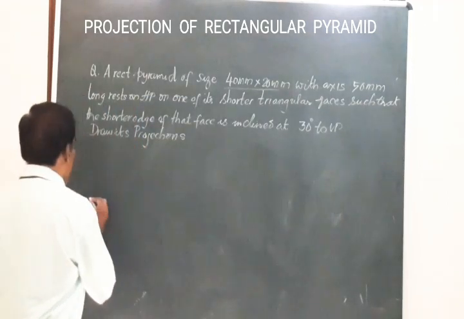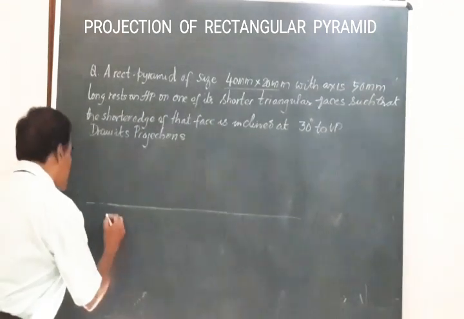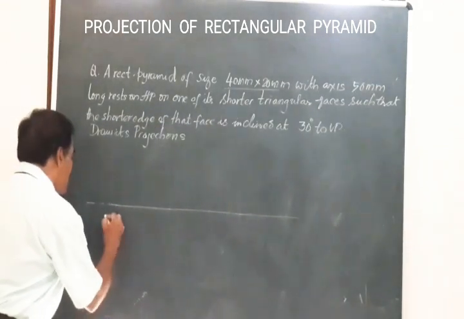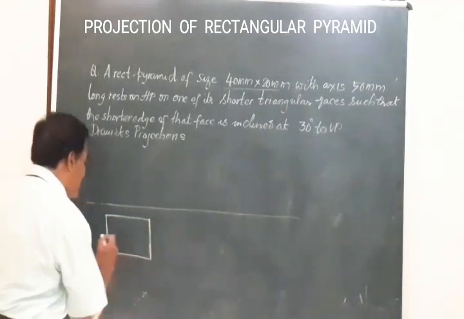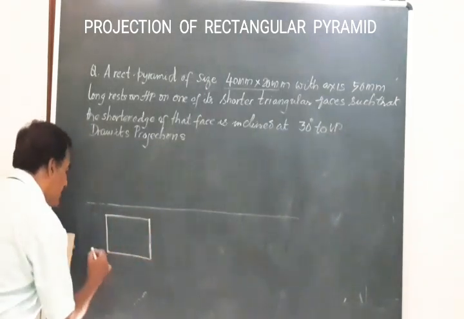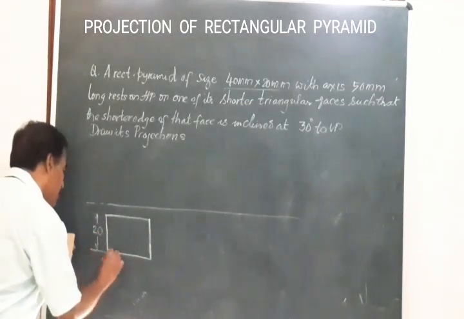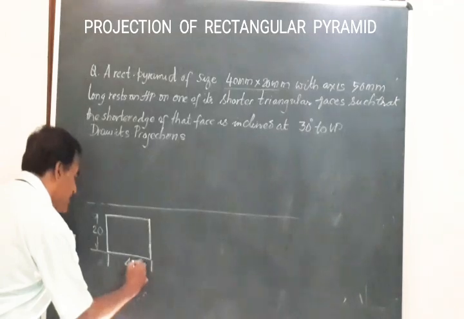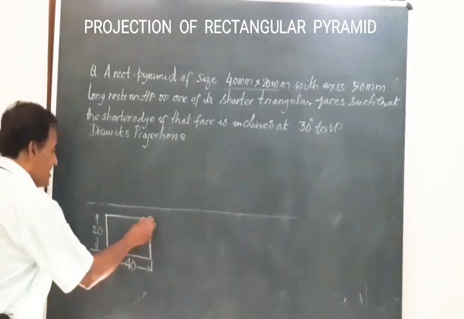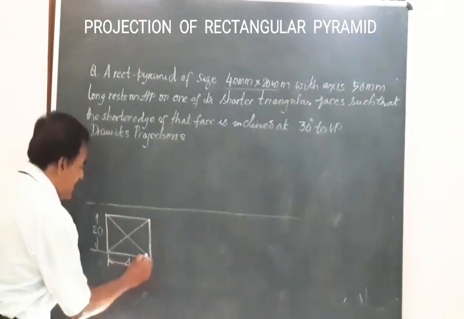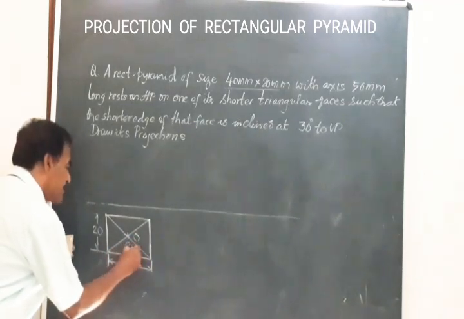So to start with, I mark the XY line. Mark a rectangle here, a rectangle having dimensions 40 mm by 20. So the shorter side should come to your right. So this will be 20 mm, and the longer dimension of the base is 40 mm. To locate the center of this solid, it's very simple. Join the opposite side diagonals. If you join, you get this point O the vertex, and also I show O1 the center of the base.